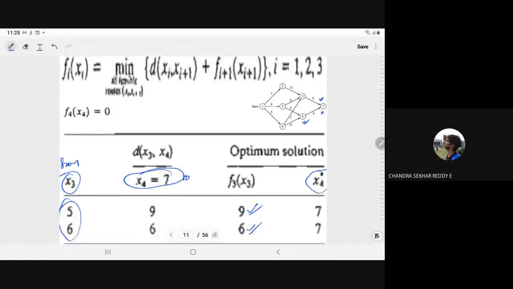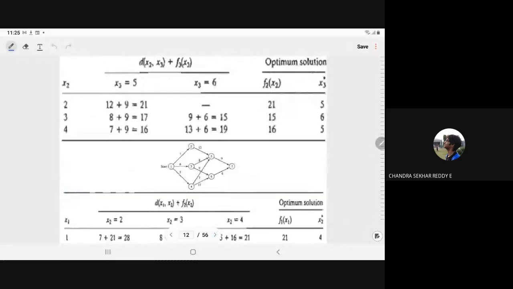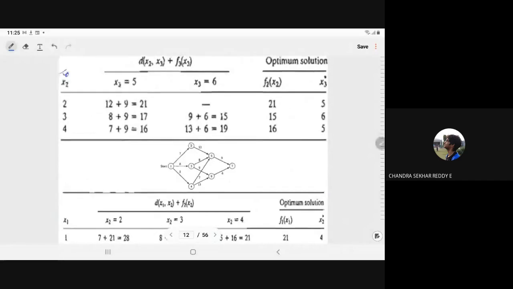Then if you want to reach x2 from x3, that is from node 5 and node 6. In stage 2 we have the alternatives 2, 3, 4, and in stage 3 we have the alternatives 5 and 6.